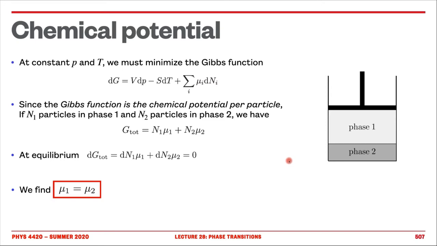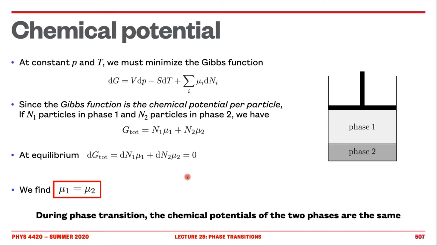This is not really surprising because, as we know, a process will always take place to reach the minimum value of the chemical potential. So when one phase changes to the other, if they coexist, they have to be the same. Otherwise, they would not coexist. So during a phase transition, the chemical potential of the two phases is the same.